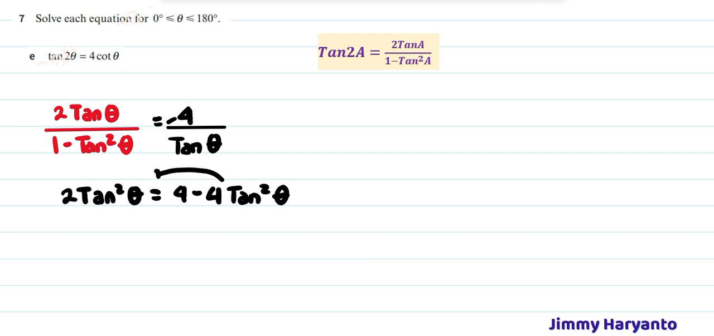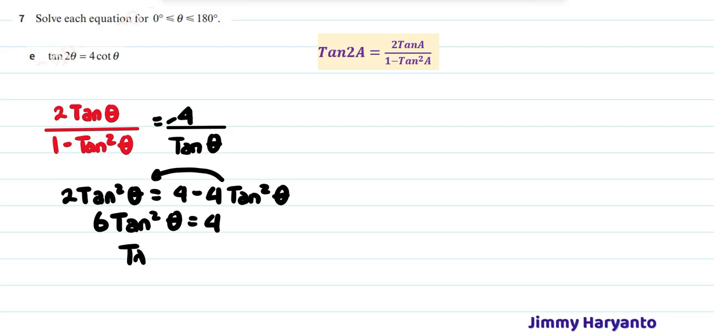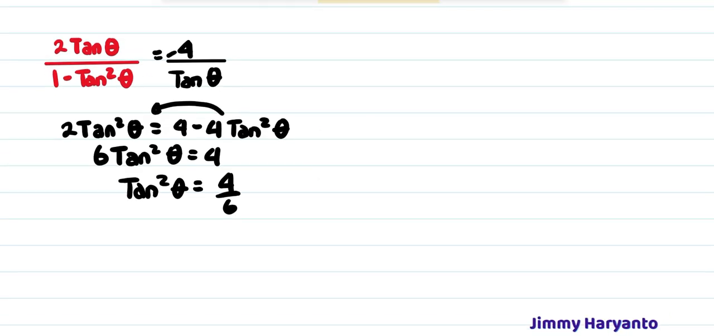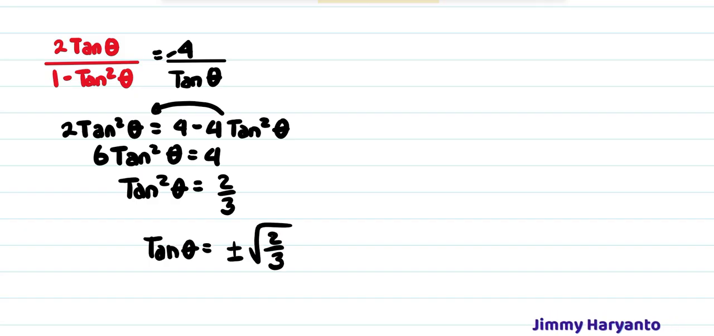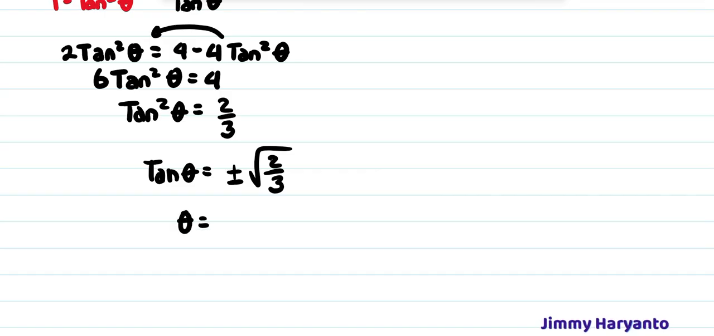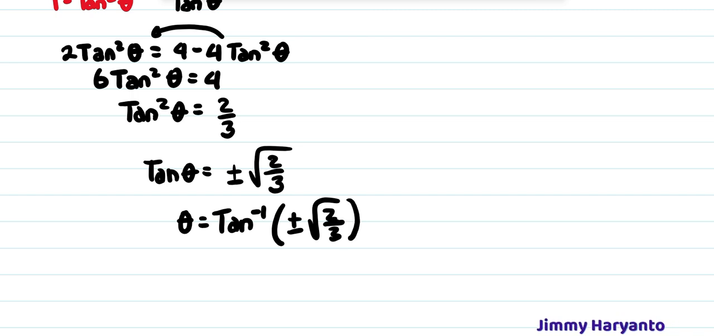I will move this to the other side. I will have 6 tangent square theta equals 4. That means tangent square theta equals 4 divided by 6. That is 2 over 3. That means tangent theta equals plus minus square root of 2 over 3. And then the theta will be tangent inverse of plus minus square root of 2 over 3. Okay, and then you can use your calculator to find the basic angle.